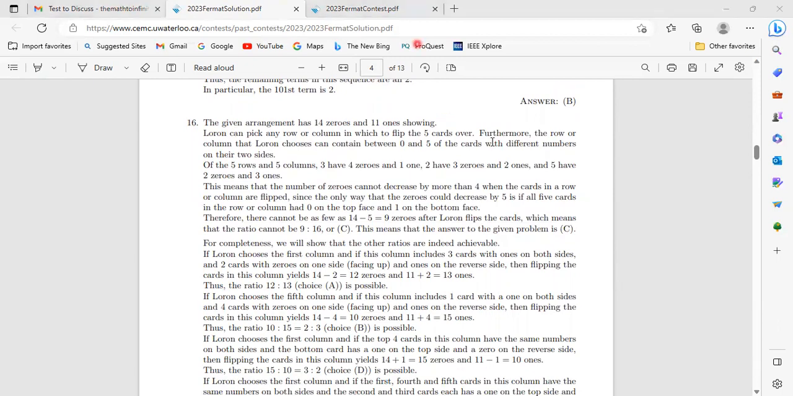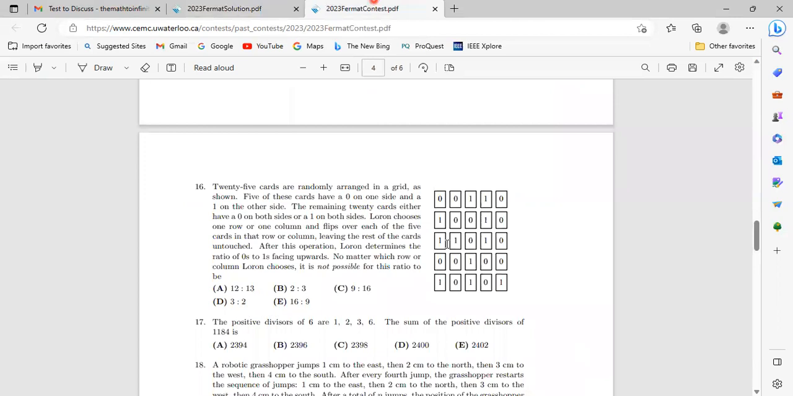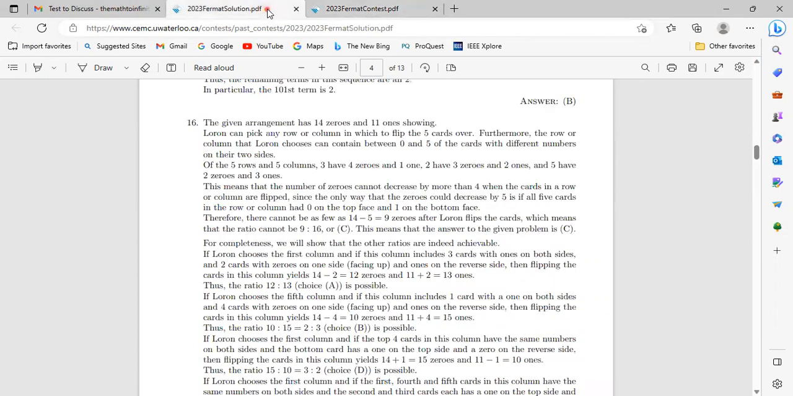Okay. So they're saying that the given arrangement has 14 zeros and 11 ones showing. Can you count it? 14 zeros and 11 ones. There's 1, 2, 3, 4, 5, 6, 7, 8, 9, 10, 11, 12, 13. There's 14 zeros and 11 ones. So the remaining are going to be ones. Yeah. All right.